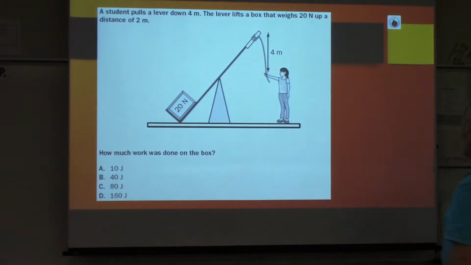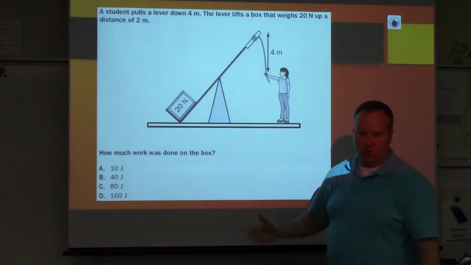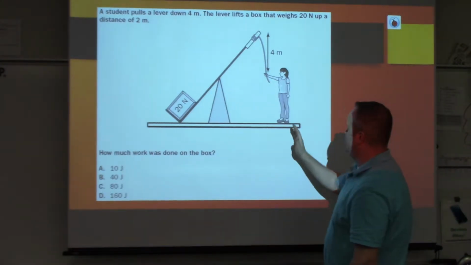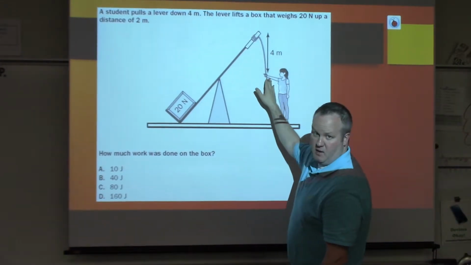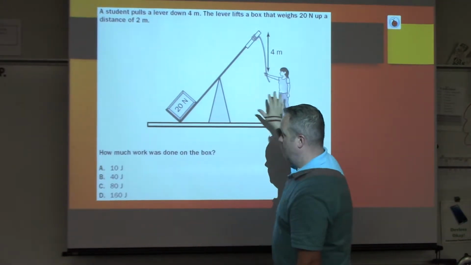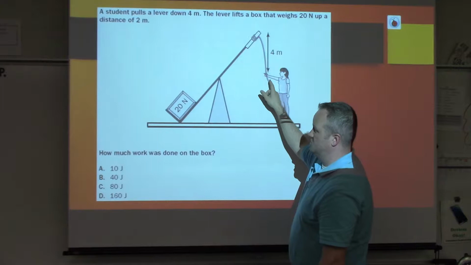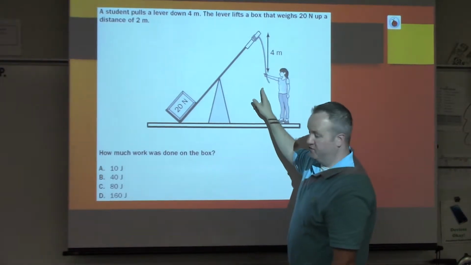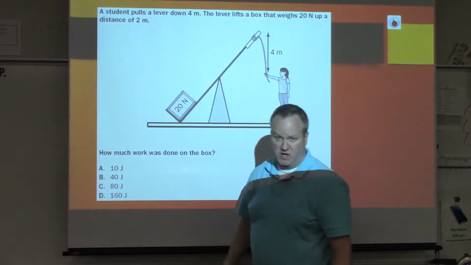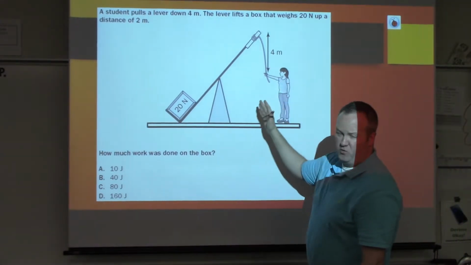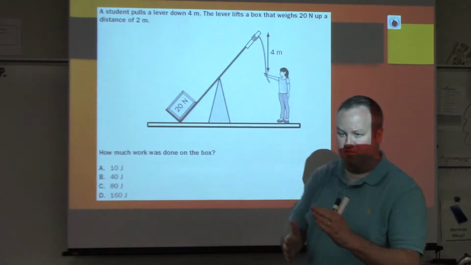So remember that when we talk about these machines, they make work easier through a force-distance trade-off. She has to move a greater distance, but her force is reduced. If you want to think about what's actually happening here, she only has to exert 10 newtons of force to move a 20 newton box. So her distance is doubled, but the force that she has to apply is halved.